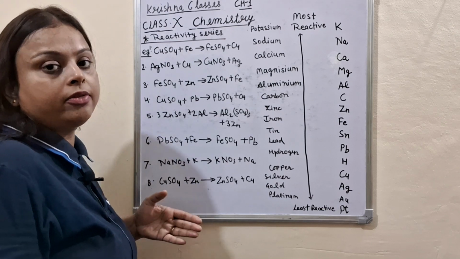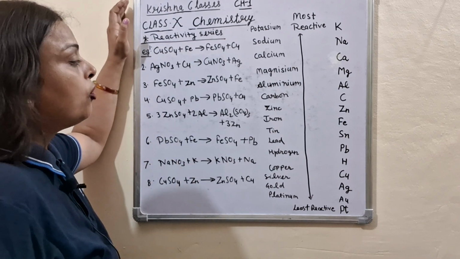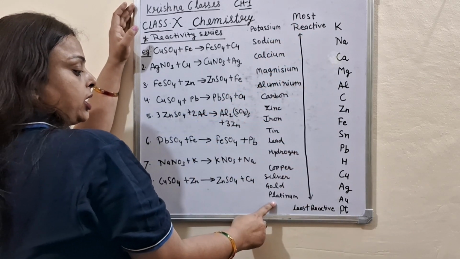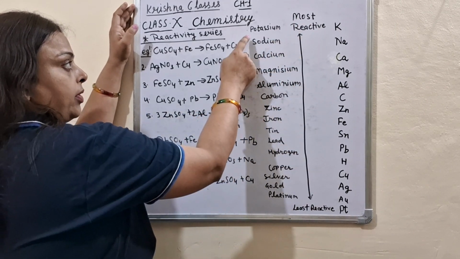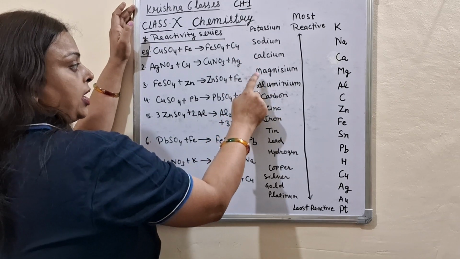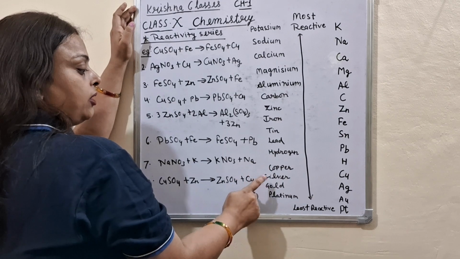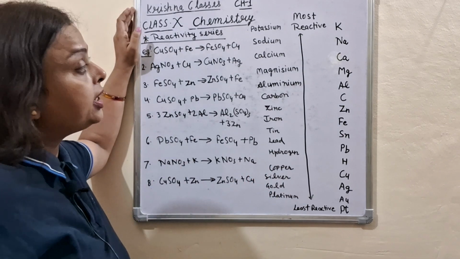Hope you understand very well. I repeat my class again. What is the reactivity series? The most reactive element is potassium and the least reactive element is platinum. The sequence is potassium, sodium, calcium, magnesium, aluminium, carbon, zinc, iron, tin, lead, hydrogen, copper, silver, gold, platinum.